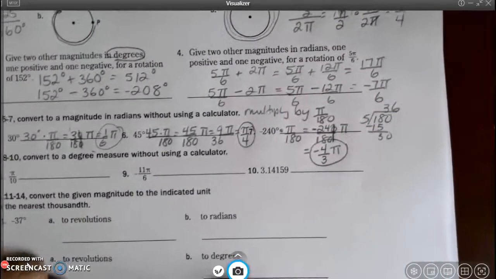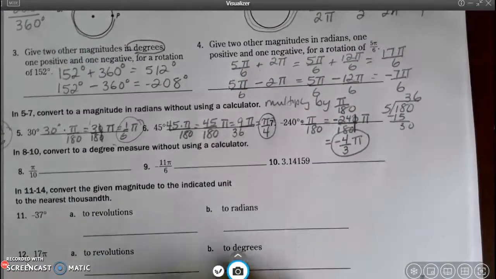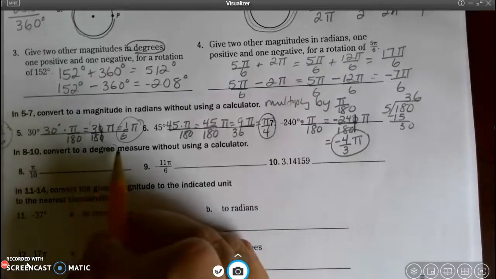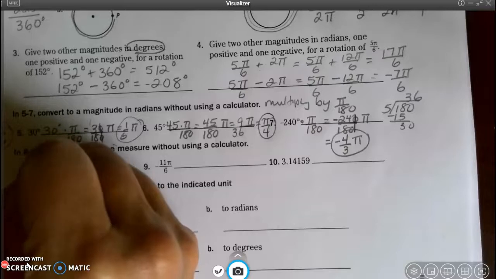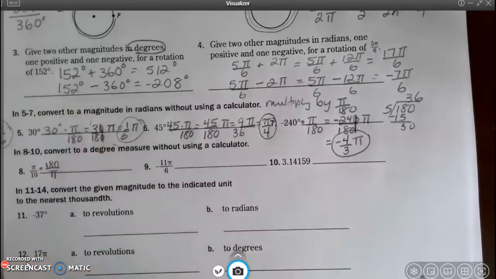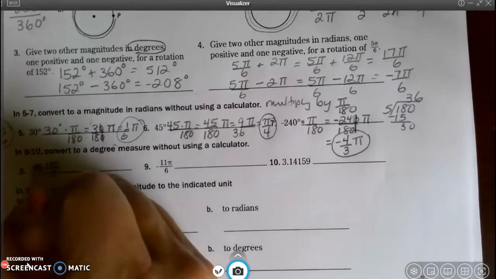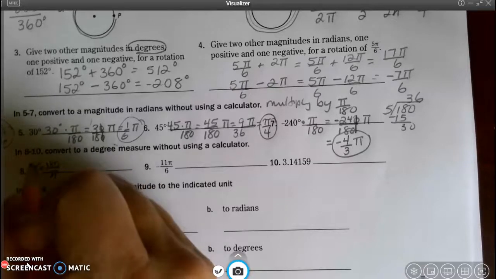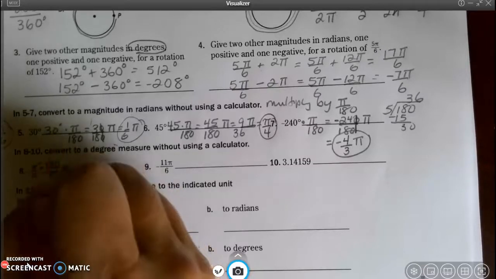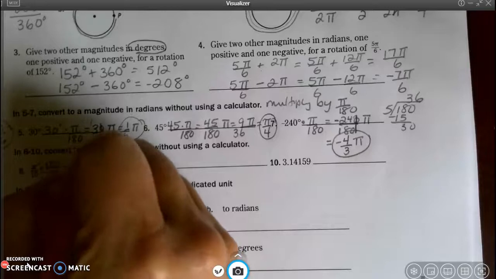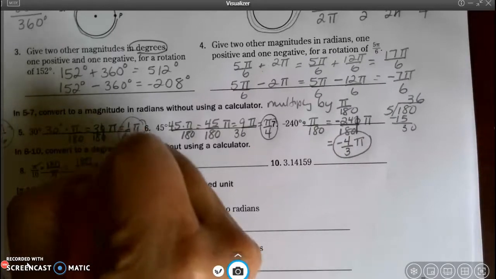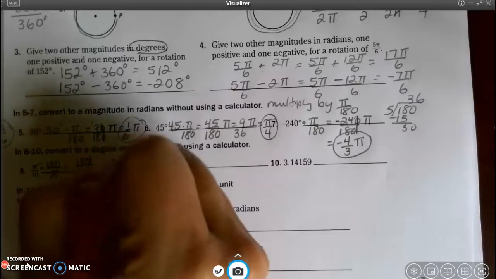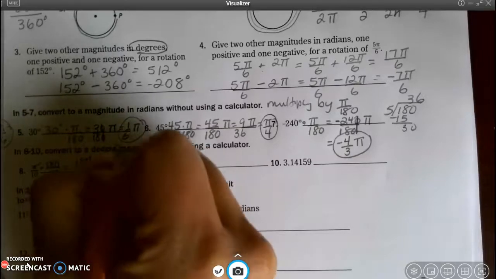Right, let's go on to number 8, pi over 10. Now we're converting to degrees. So I'm multiplying by 180 over pi this time. The pi's cancel because I have 1 in the numerator and 1 in the denominator, and I'm left with 180 over 10. Well, they can both be divided by 10, and I'm left with simply 18 degrees.